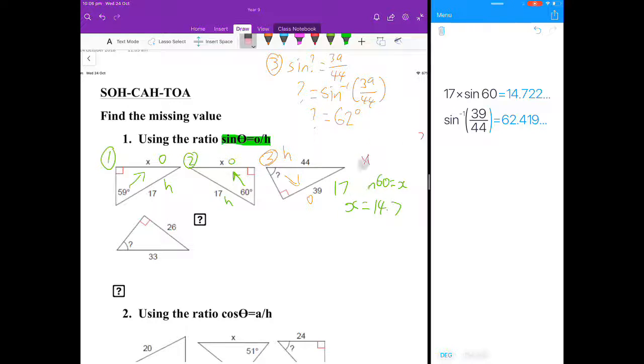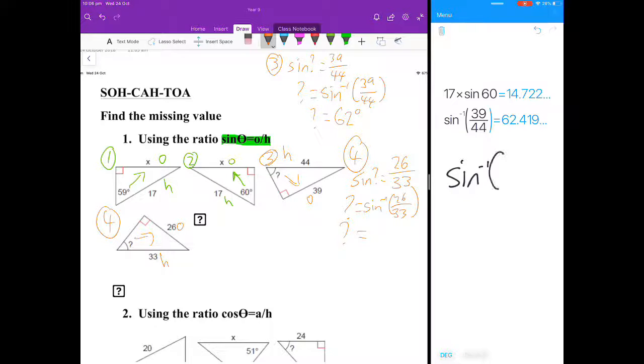Let's make a little bit more space down the bottom here for our fourth triangle. Again, this fourth triangle is looking for an angle, so we're going to have that inverse of sine, that sine -1. But let's first work out which our two sides are. We've got our opposite, our hypotenuse, so we're going to have 26 over 33. And our question mark is sine -1 of 26 over 33. Throw that into the calculator to get us what our question mark is, the size of that angle. And for this one, we round to the nearest degree, giving us 52 degrees.